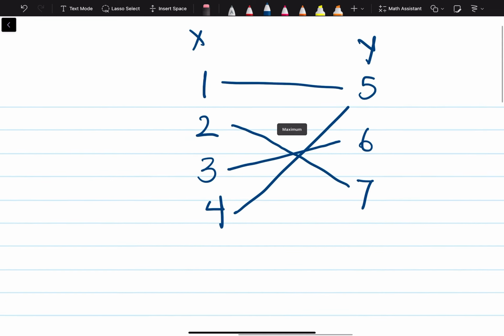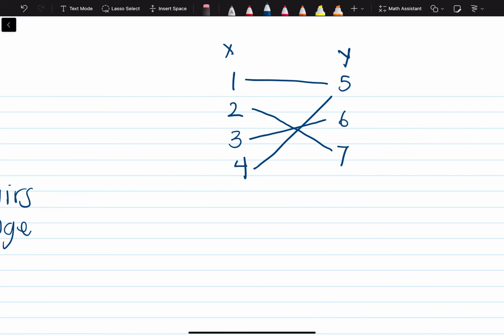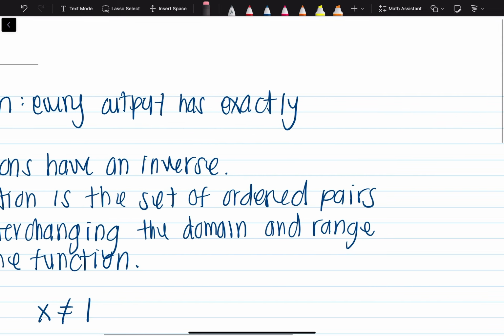Now, again, this is a function, but it's not one-to-one, because which output here does not have exactly one input? Well, 5. 5 can map back to either 1 or 4. So this is not one-to-one. Now, if I completely got rid of the 4 and had it like this, then this is a one-to-one function. Every output has exactly one input. Okay, so that's first things first.